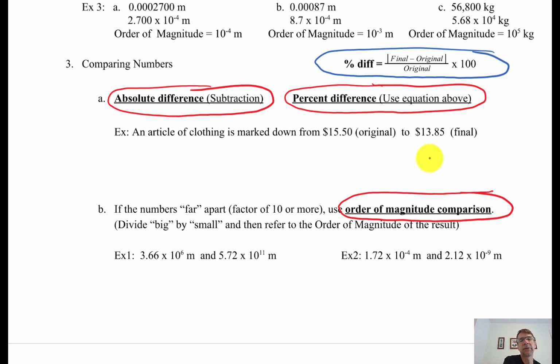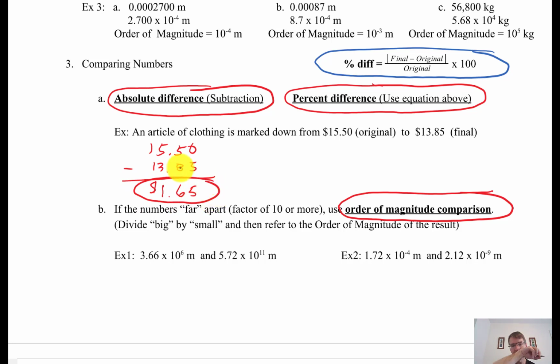Well, that's basically just take the 15.50 minus 13.85, which is what, $1.65. So in other words, there was a $1.65 discount on that article of clothing. So you're saving $1.65. So that's one way to compare things. You can do that by, like what's the markup or what's the markdown here. This is the markdown. So you're saving $1.65.